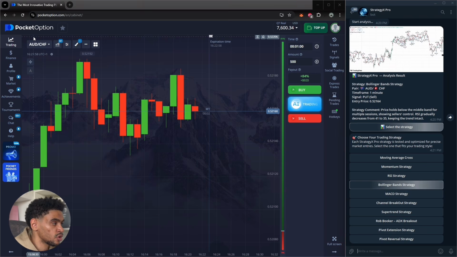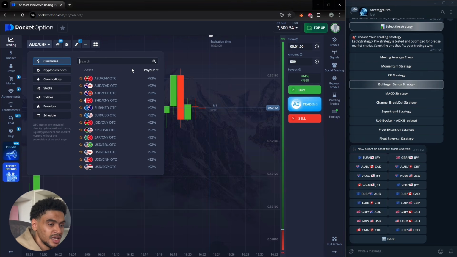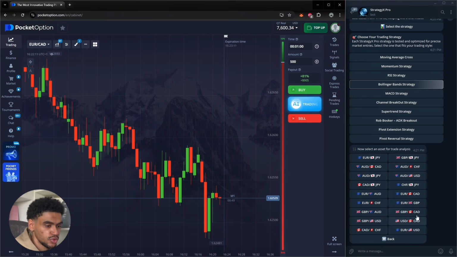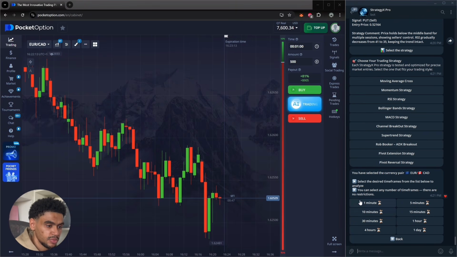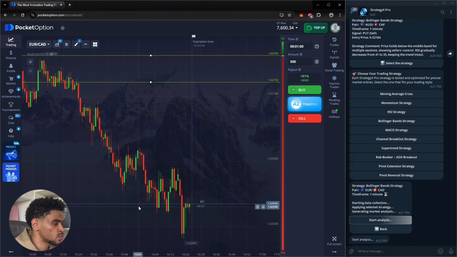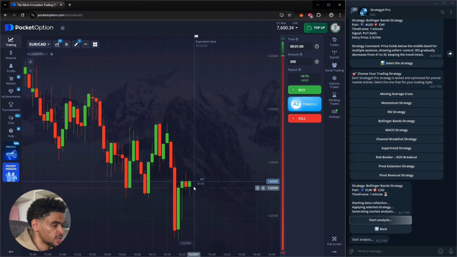Let's go ahead, select Bollinger Bands again and find another chart, and let's look for profit over there. Euro Canadian, beautiful chart. Let's hit it up. 1 minute, press start analysis, and we're in. We're gonna place big on this one because this is a really good situation, and I know the robot will come in with the right analysis.